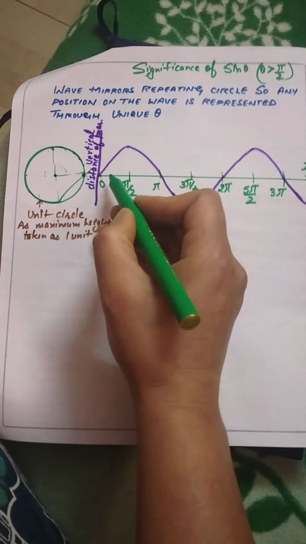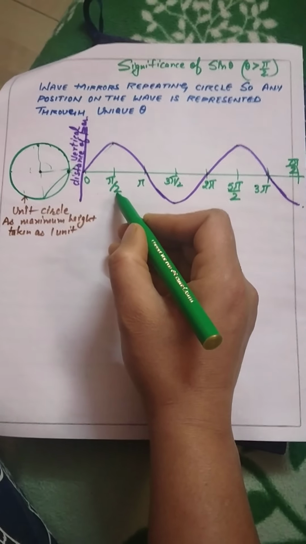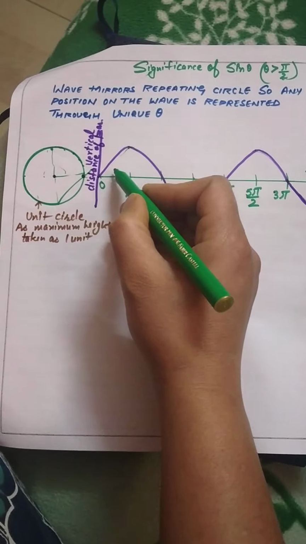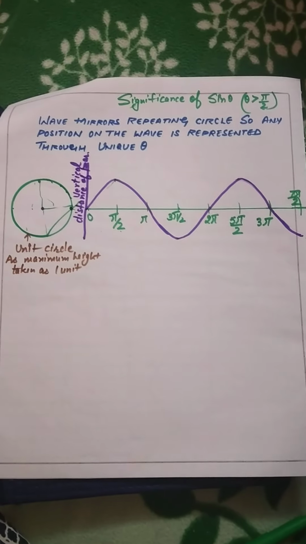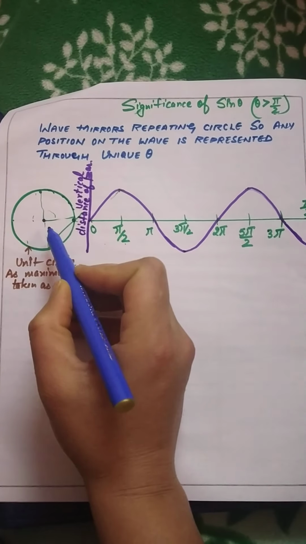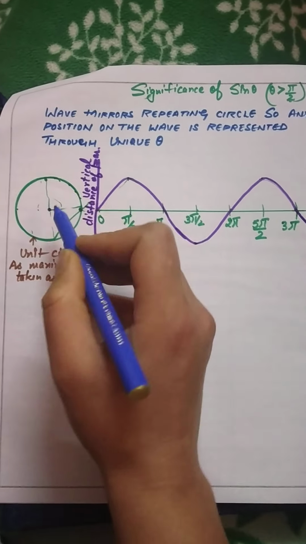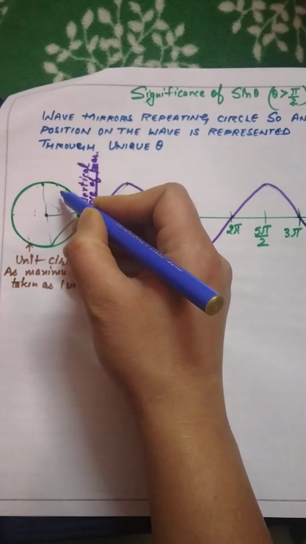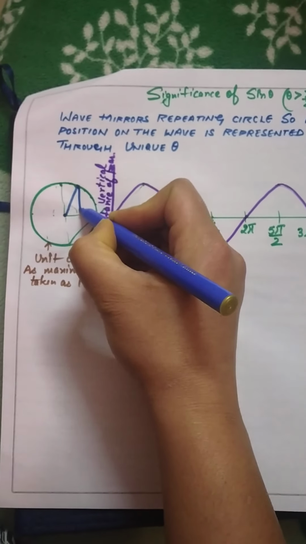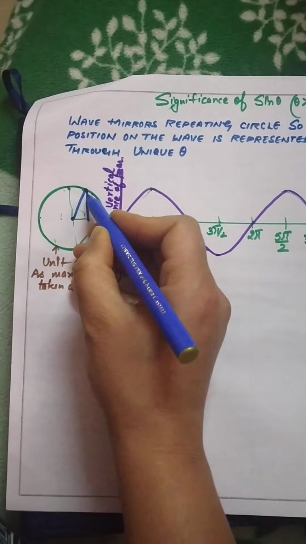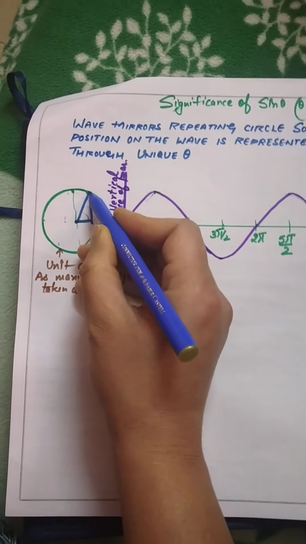So every position on this wave is specified by a unique theta. As maximum height is conventionally taken as 1 unit, this is 1 unit. As I explained in the previous video, if a point is here, this will also be 1 unit, and this is the vertical height of the particle, and this is the horizontal distance of the particle.